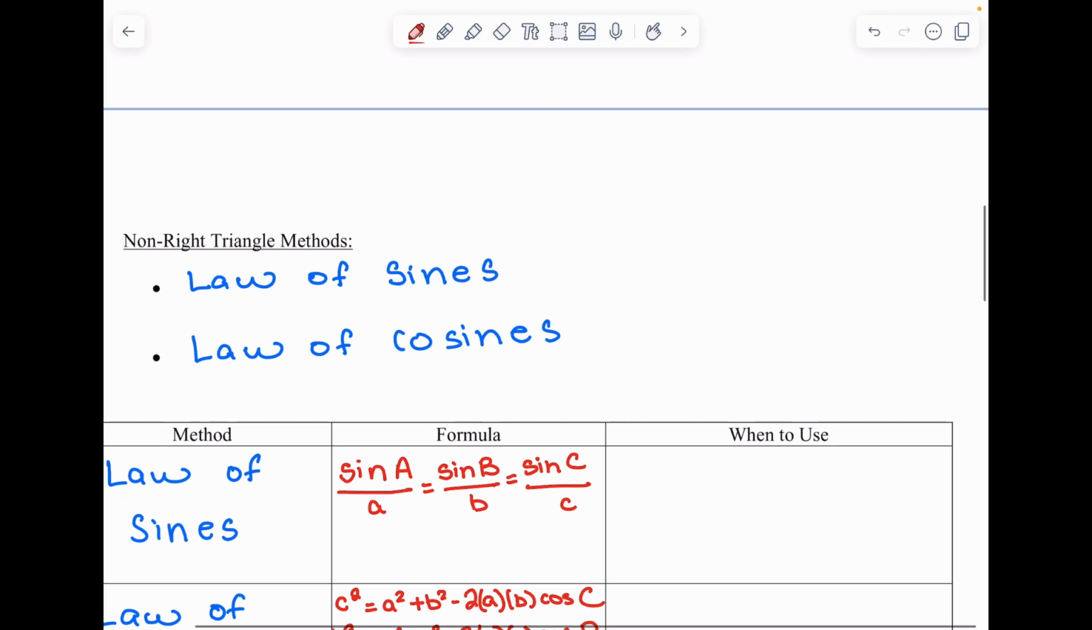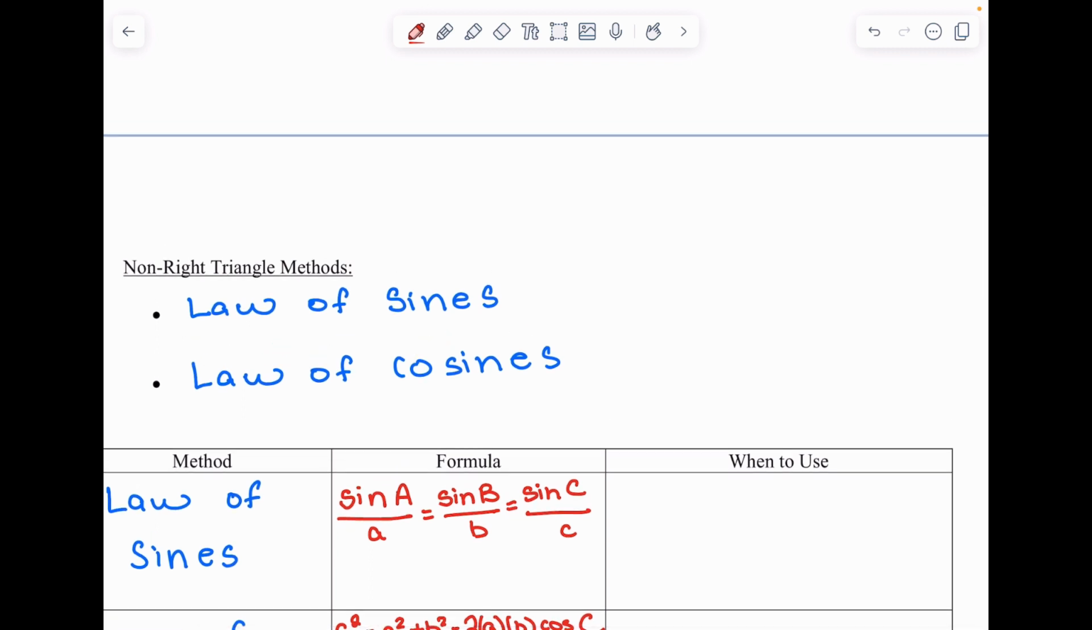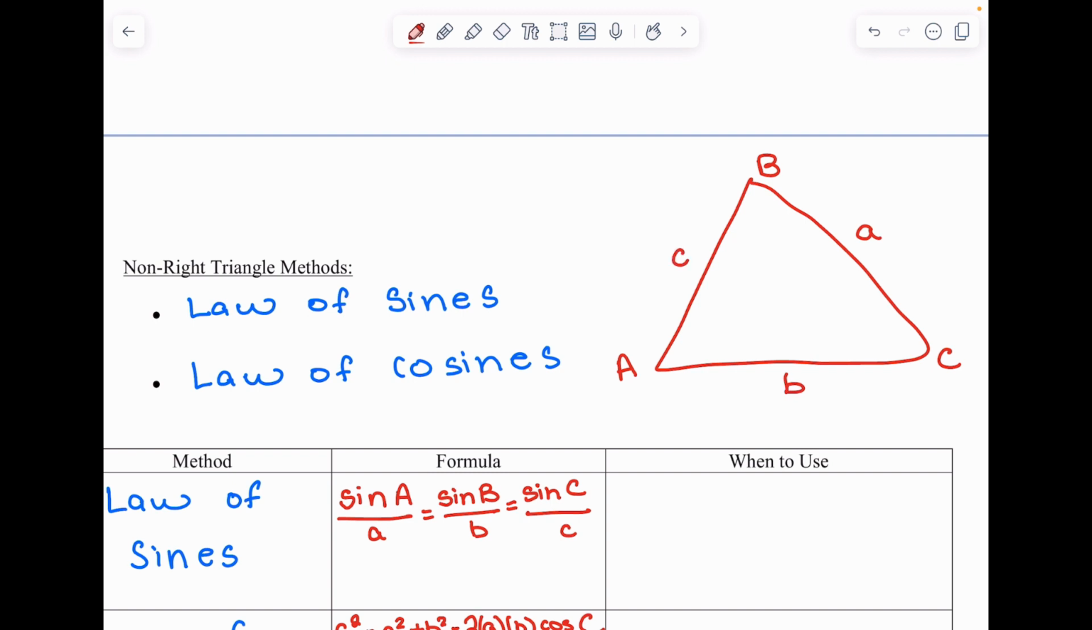The law of sines is sine of angle A over side a is equal to sine of B over little b, which is equal to sine of C over little c. And remember, we label our letters across from their big letters. So if I have a non-right triangle ABC, little a is across from big A, little b is across from big B, and little c is across from big C.